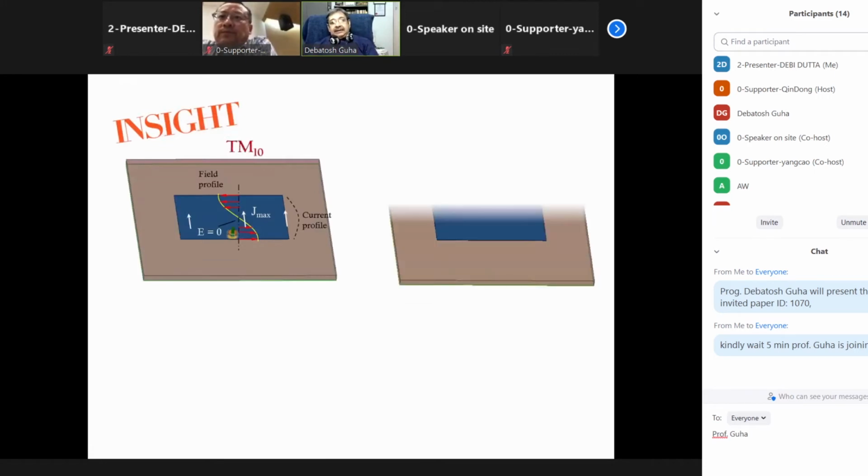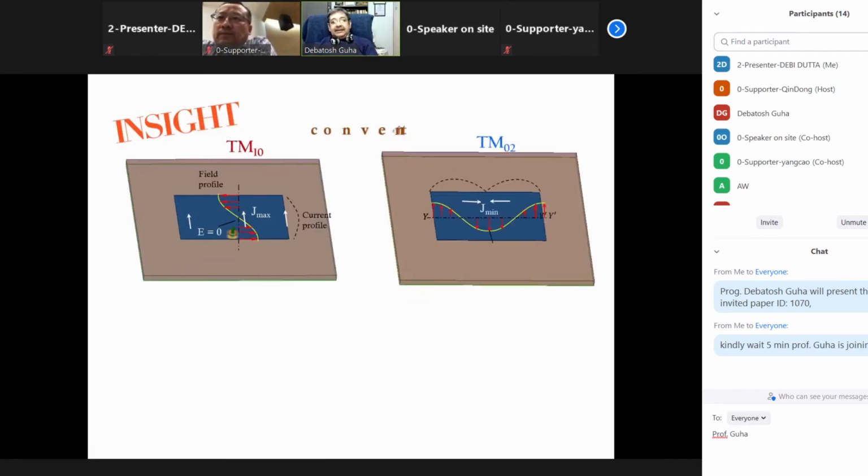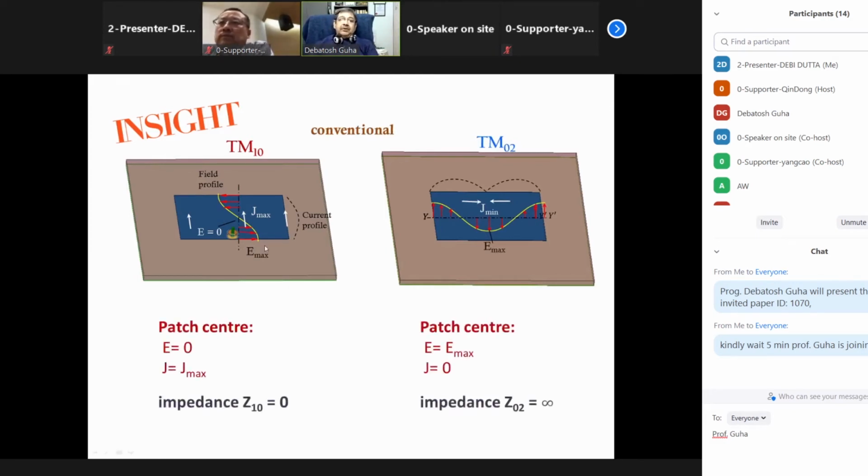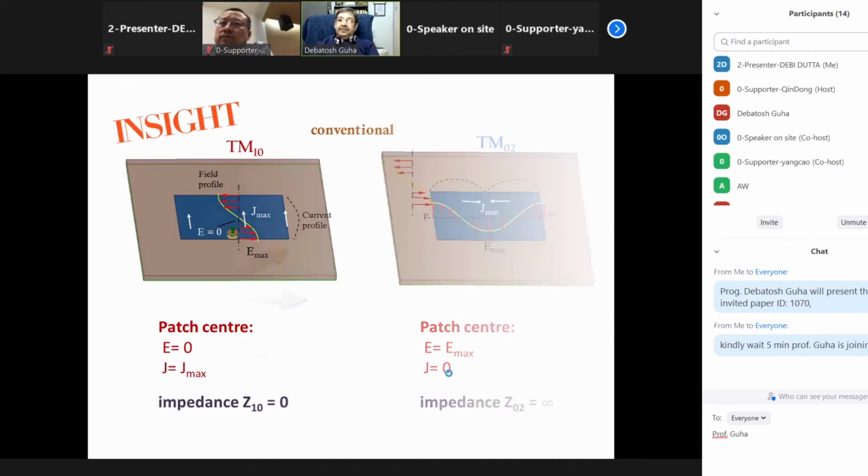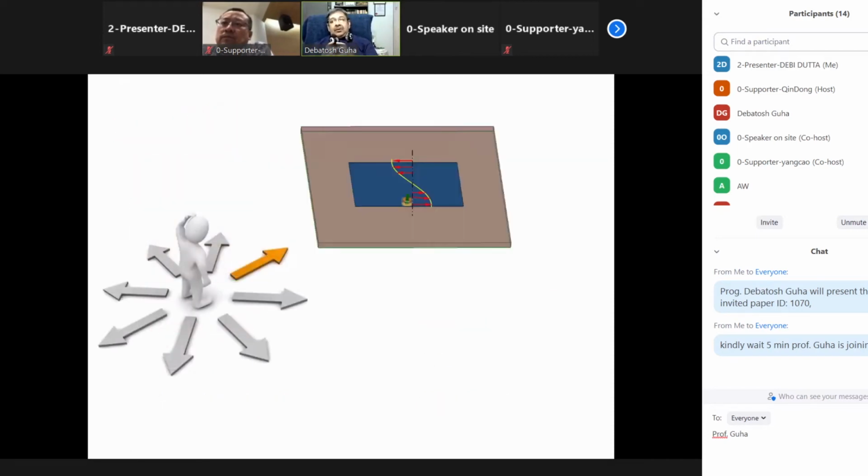Then what's the insight? Insight is very interesting if you look at here. For this mode, your center electric field is 0 and current becomes maximum. The very fundamental concept. For TM02 mode, your field is maximum, so E is max and current becomes 0. So just opposite requirement at center. So with this basic understanding, now what's the approach? The approach is very simple for us.